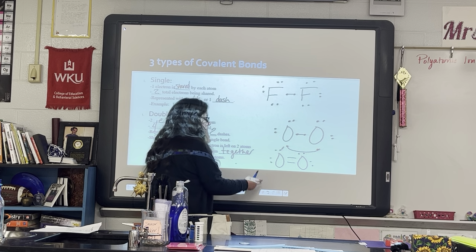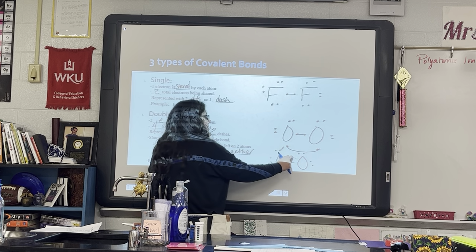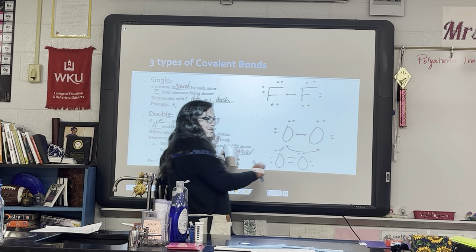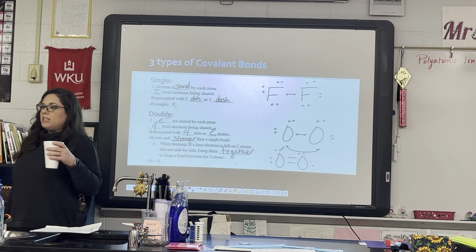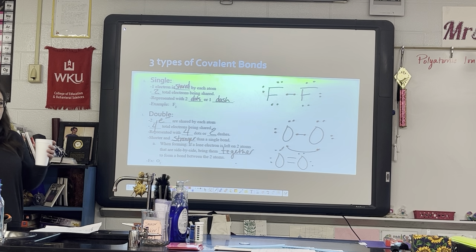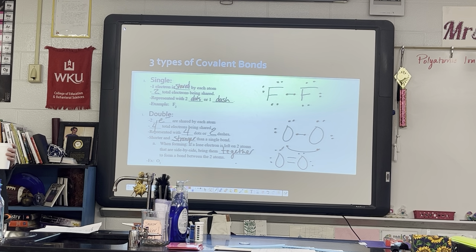So now I have 2, 4, 6, 8 for both of my oxygens, 2, 4, 6, 8. So that's how you would form a double bond. When you have 1 leftover electron on 2 atoms that are side by side, you bring them together to make 1 more bond. Questions on that one?